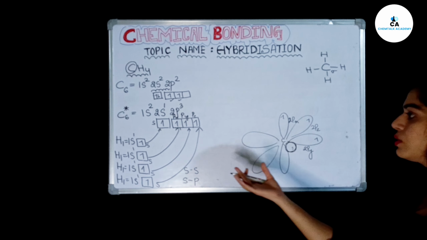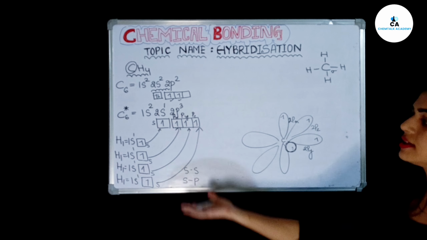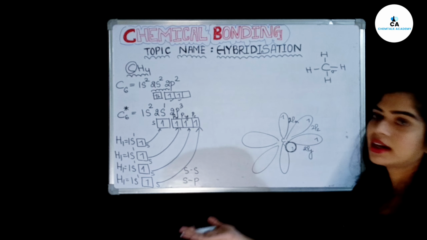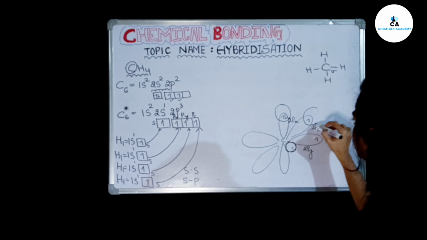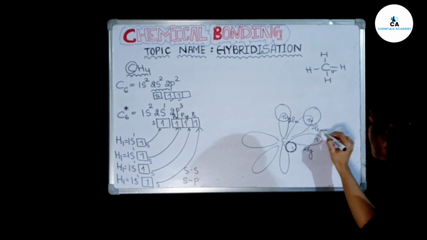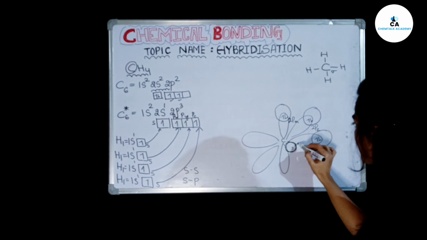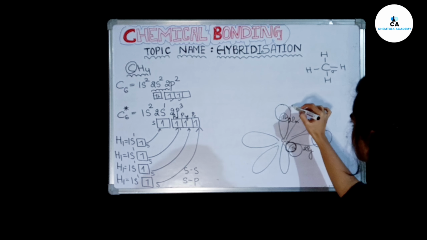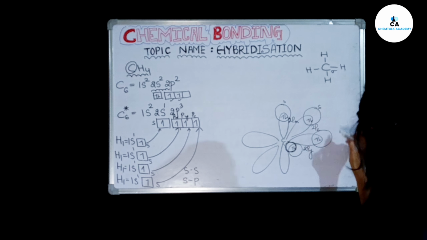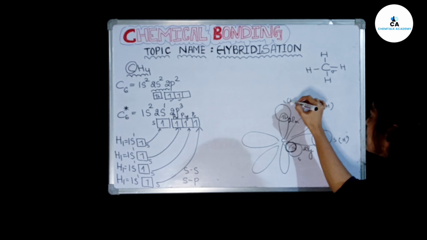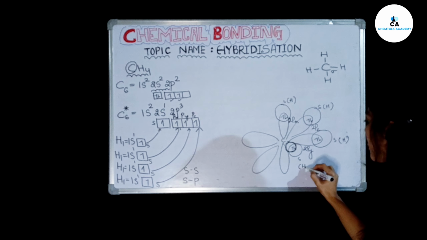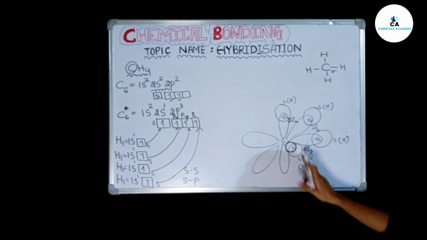Now when hydrogen approaches, all the 4 half-filled orbitals, that is, the S orbital of all the 4 hydrogen atoms, overlap. So the overlapping will be like this. Because the S orbital is overlapping, the shape will be spherical. These all are the S orbitals of the hydrogen atoms. So now you see one overlapping is different.